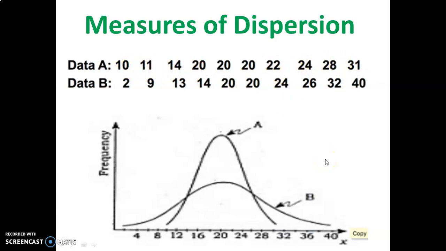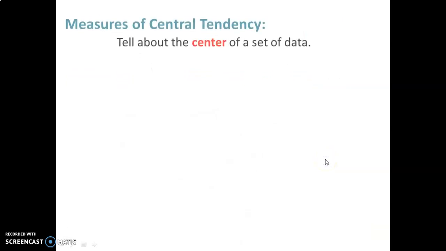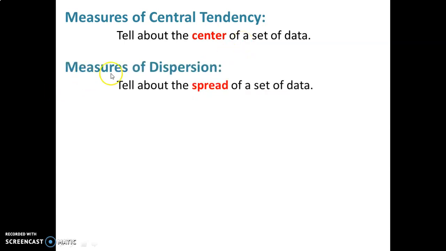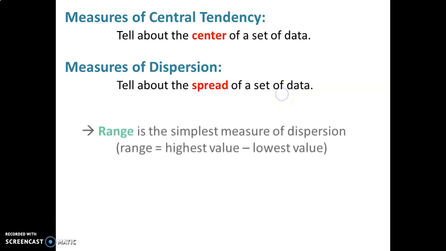So, welcome to measures of dispersion. Let's get going on this here. In the last lesson, we looked at measures of central tendency. These told us all about the center of a data set, and they were mode, median, and mean. Now we are looking at measures of dispersion. They tell us about the spread of a data set. How spread out is the data from the mean, in other words?